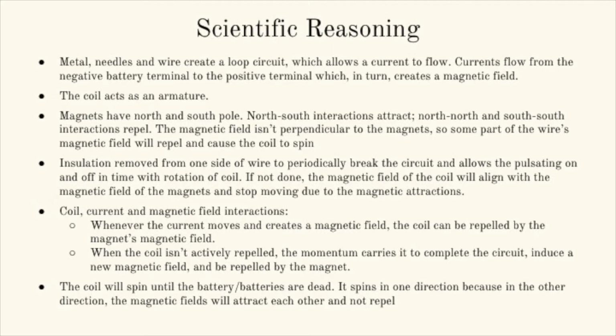Since the insulation was removed from one side of the wires, this was done to periodically break the circuit, allowing it to pulsate on and off in time with the rotation of the coil. If this weren't done, the magnetic field of the coil would align with the magnetic field of the magnet and stop moving due to attraction. In the engine setup, whenever the current moves, giving a magnetic field, the coil can be repelled by the magnet's magnetic field. When the coil isn't actively repelled, the momentum carries it to complete the circuit, inducing a new magnetic field that can be repelled by the magnet. The coil spins until the battery dies, and it spins in one direction because if it were to spin in the other direction, the magnetic fields would attract each other and not repel.